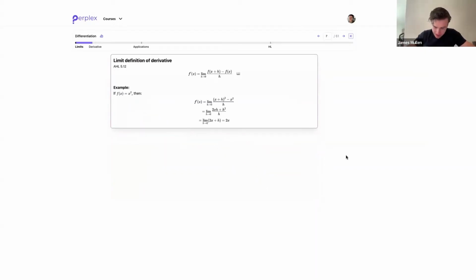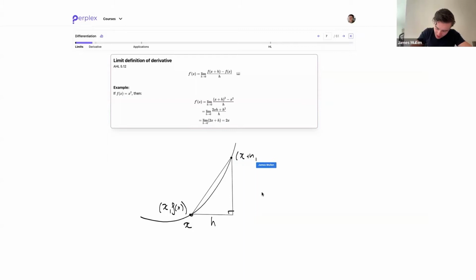Now, formally, this is a definition that SL students need to be familiar with. Only HL students need to use it, and we're going to talk about that at the end of the session. But what I do is I imagine I have a curve of f of x, and I draw a triangle, okay? The triangle is at some specific point x, and I let the base of the triangle be h. Now this coordinate here is x, comma f of x. And because this is a right angle triangle with h over here, this is going to be x plus h, and then f of x plus h.